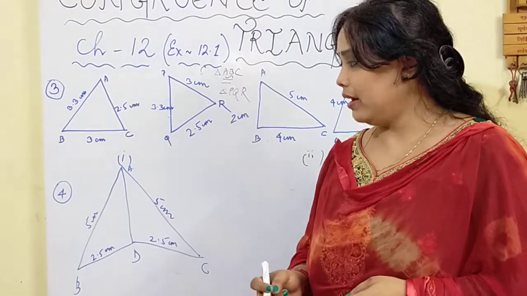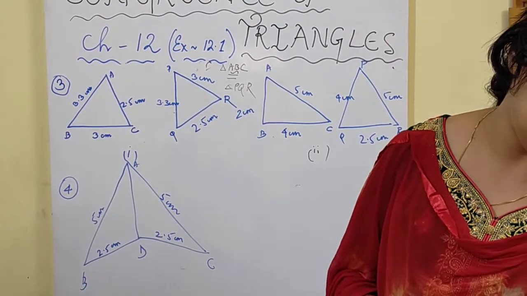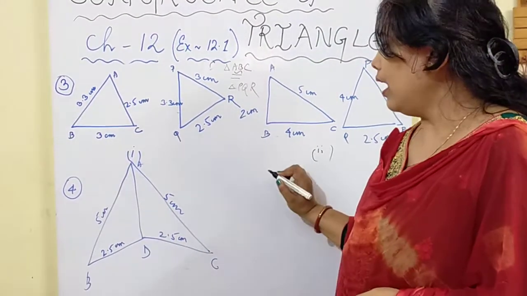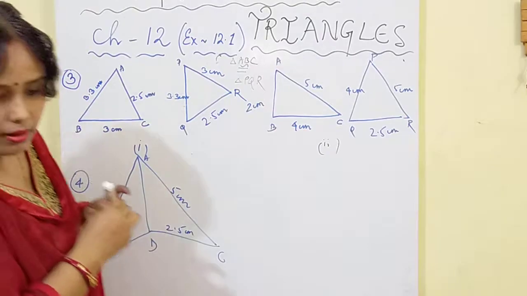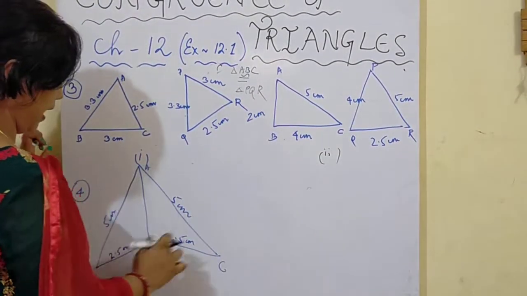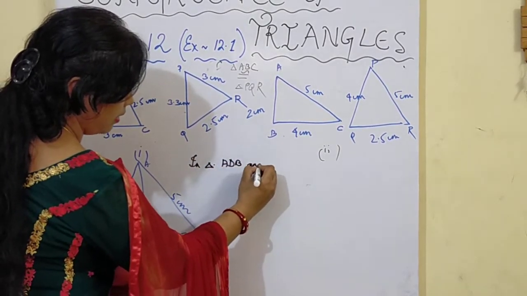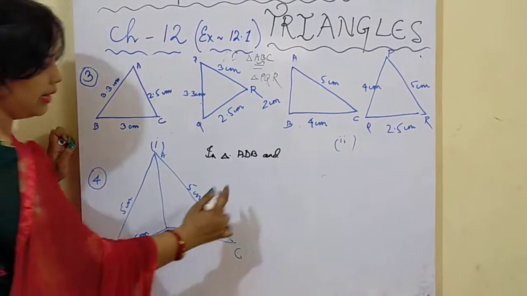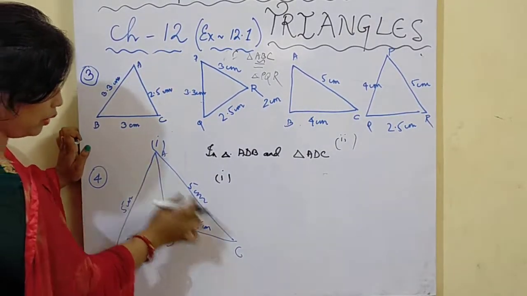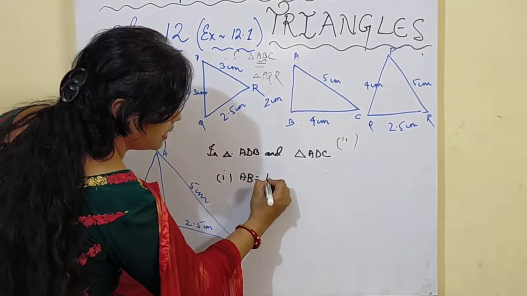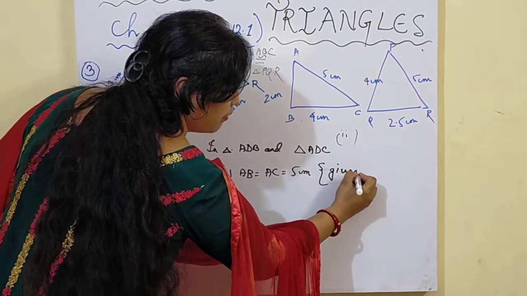Question number 4, this is your diagram. We have to state the three pairs of equal parts in triangle ADB and triangle ADC. So here how to write. So children, we will write like this. In triangle ADB and triangle ADC, number 1, AB is equal to AC, that is equal to 5 centimeter. In curly bracket, children, you please write given.